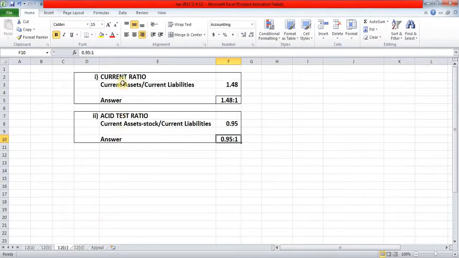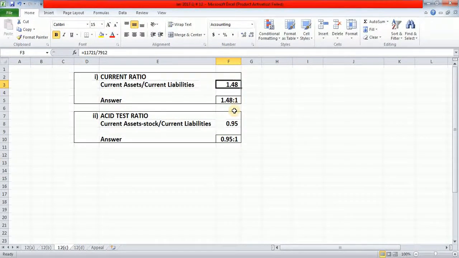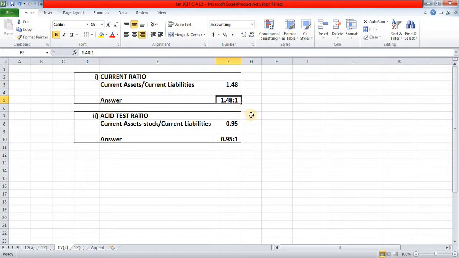So the formula of current ratio is current assets divided by current liabilities, and the figure of current assets was 11,721 pounds and the current liabilities figure was 7,912 pounds. If you divide you will get 1.48, and we always answer current ratio in the form of 1.48:1.